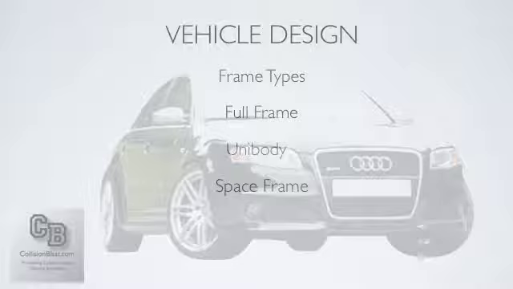Now we're going to talk about a few of the different frames. We've kind of been talking about unibody, but there's actually 3 basic types of frames, and that's full frame, unibody, and space frame. So let's talk about each one of these a little bit.